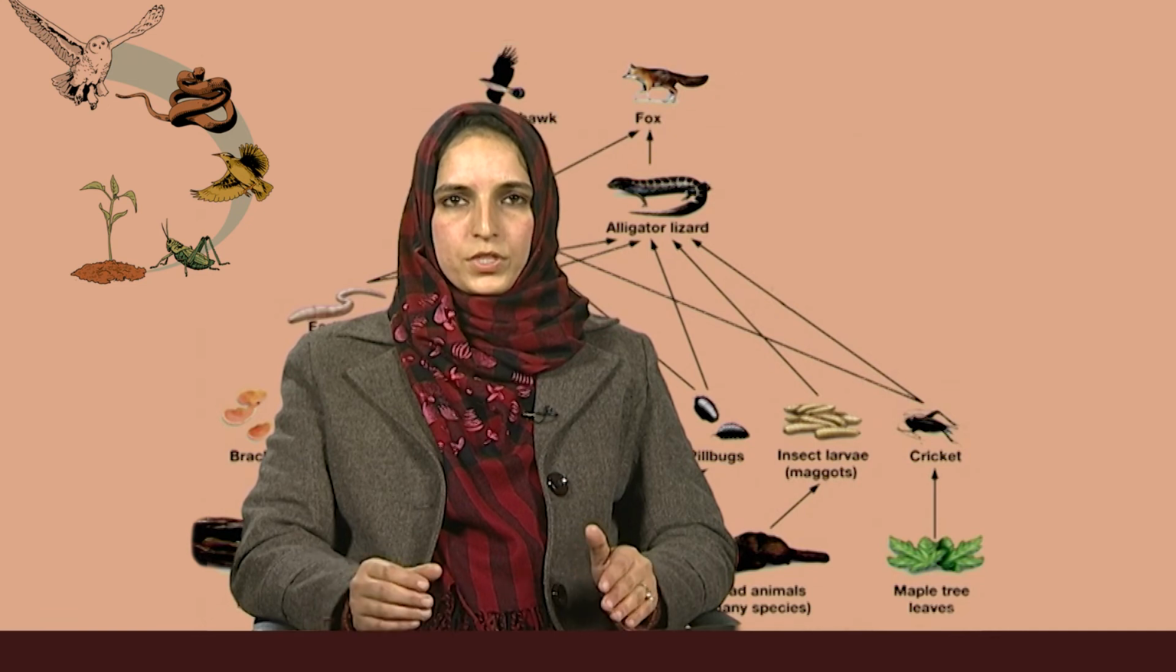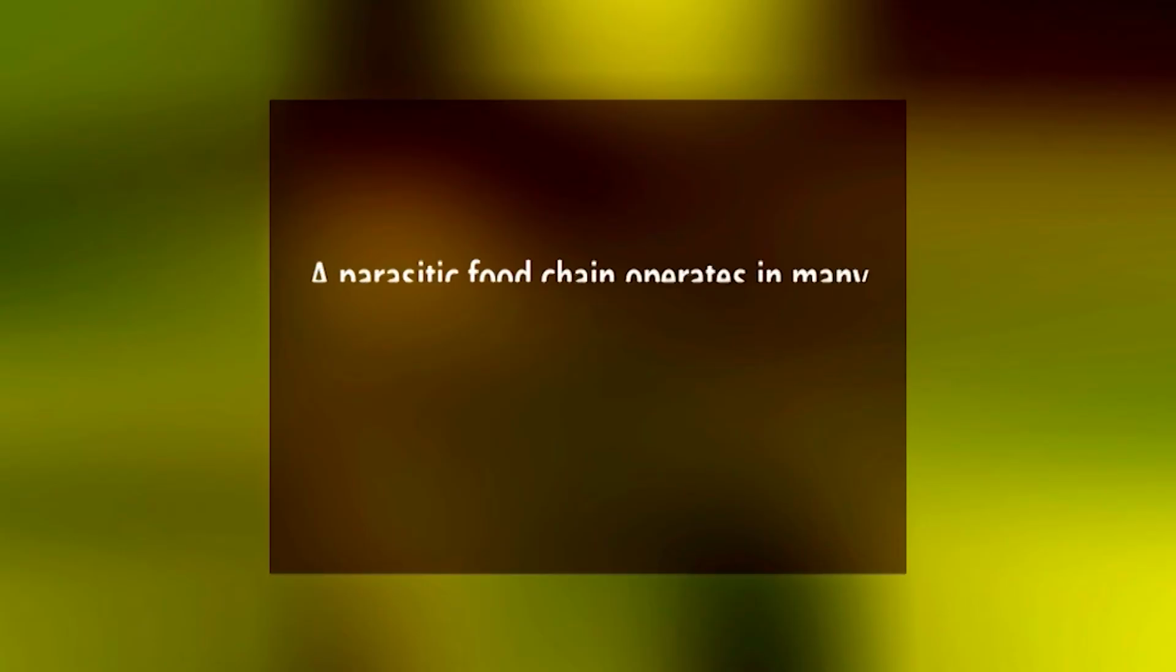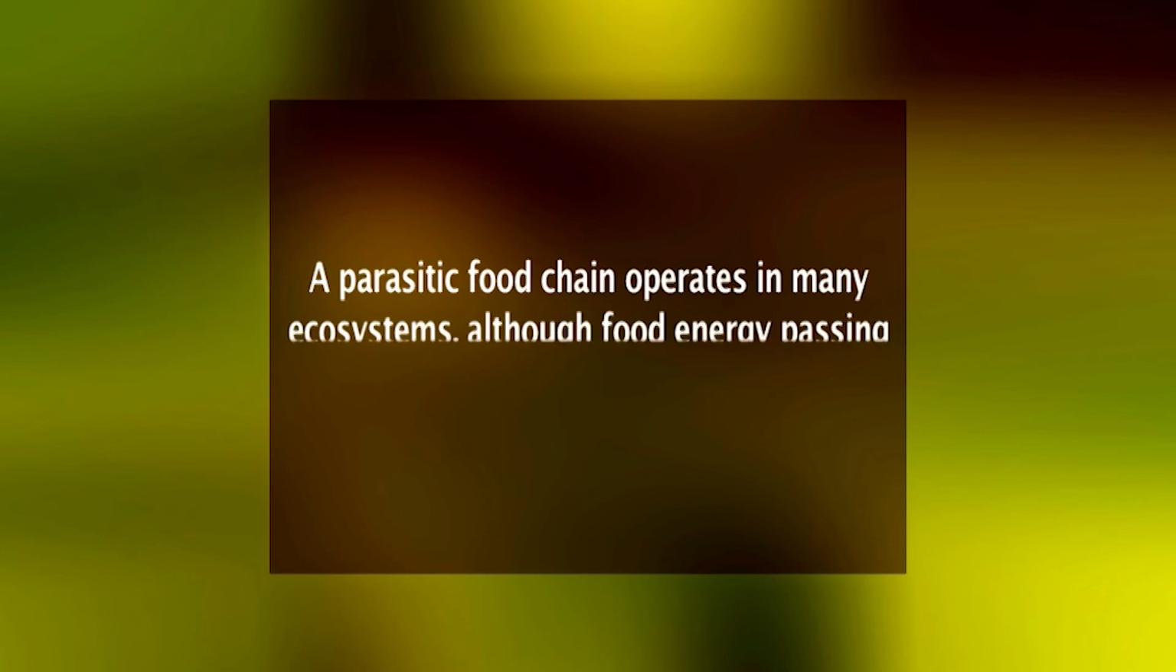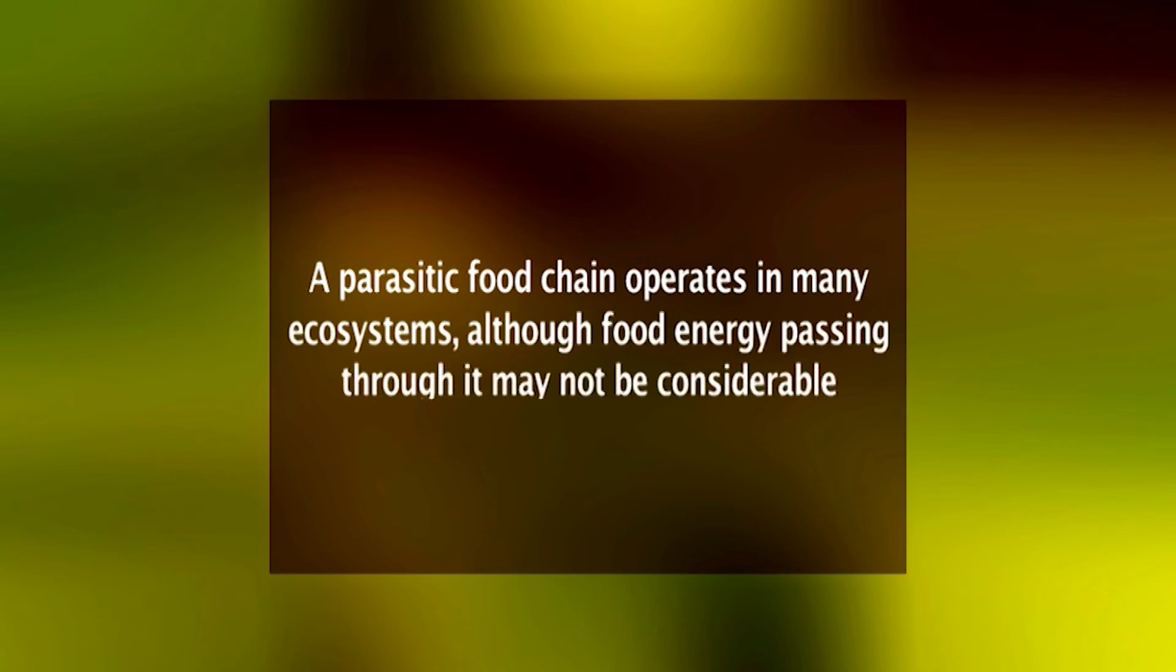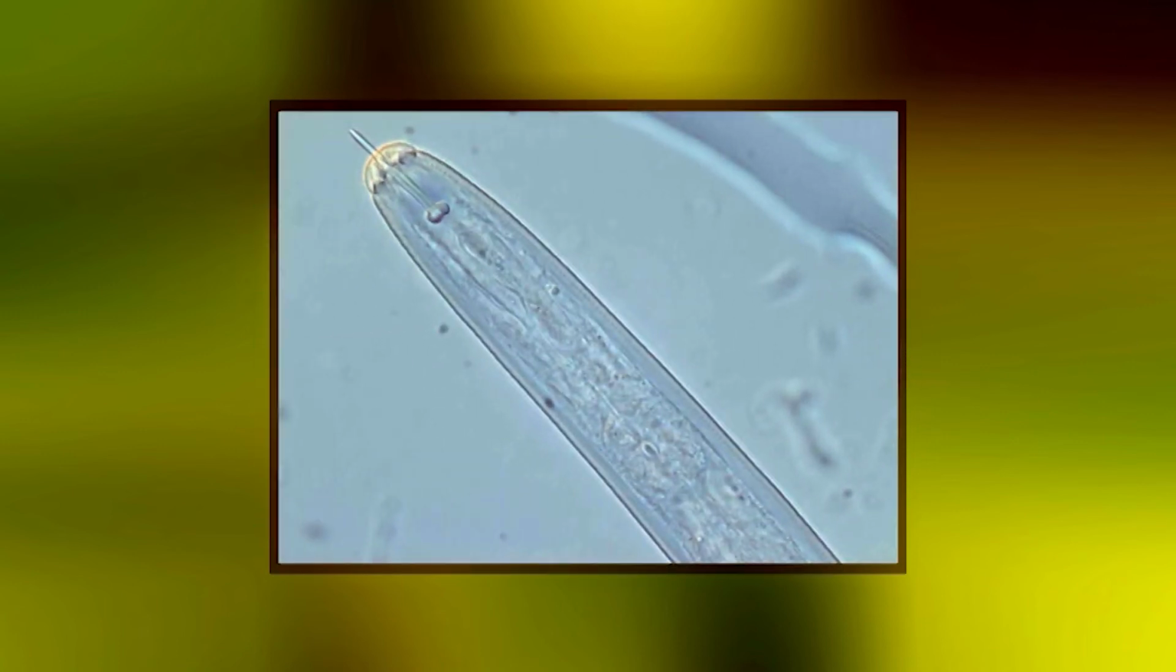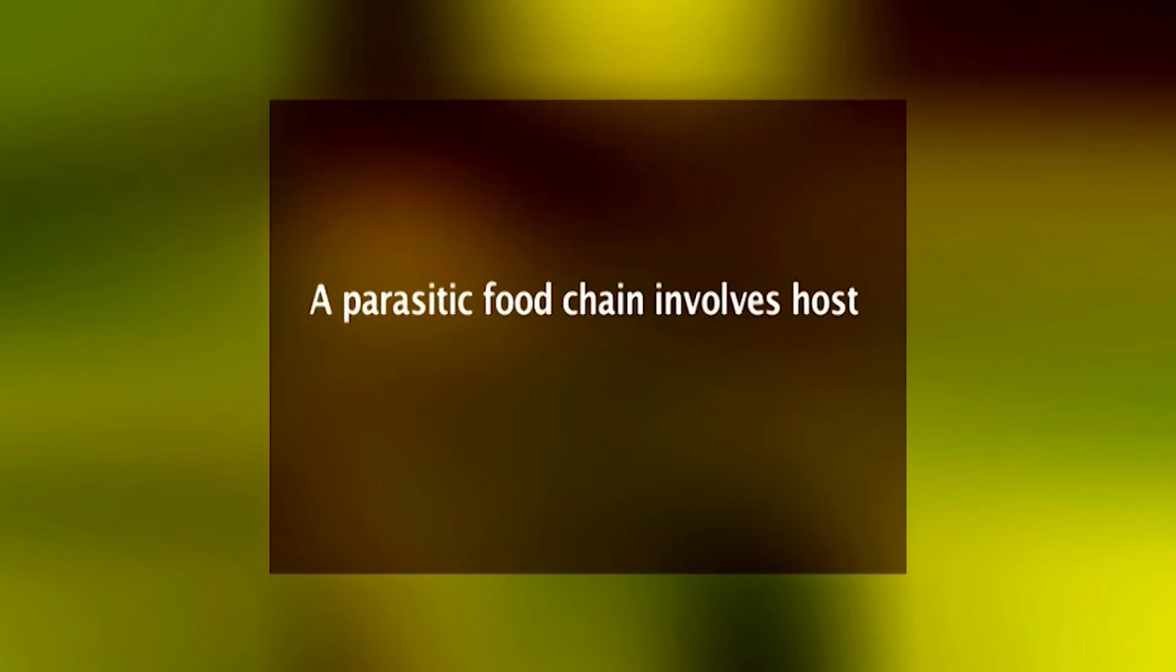Besides the main food chain pathways, a parasitic food chain may operate in many ecosystems, although the food energy passing through it may not be considerable. Plant parasitic nematodes may consume a portion of the net primary production in grassland ecosystems. A parasitic food chain involves host, parasite, hyperparasite links.